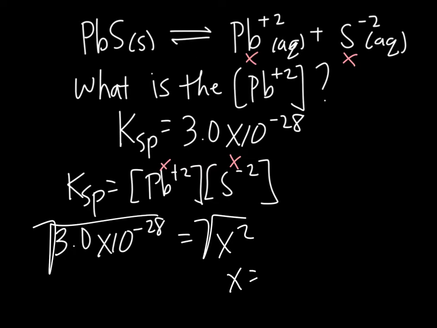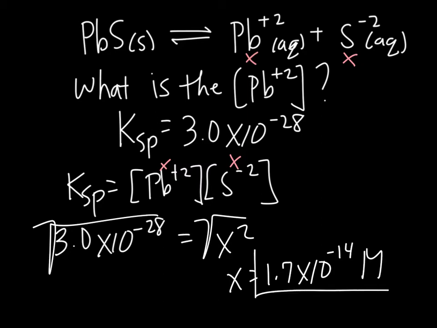And then if you solve for this correctly, you should get 1.7 times 10 to the negative 14 molarity. Okay, 1.7 times 10 to the negative 14 molarity. So that would be the concentration for both the lead ion and the sulfide ion, because both of them are represented by X.